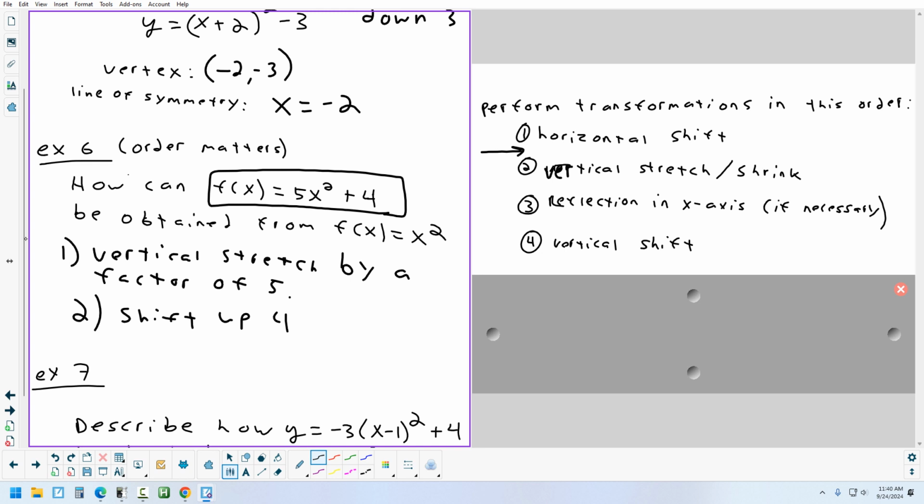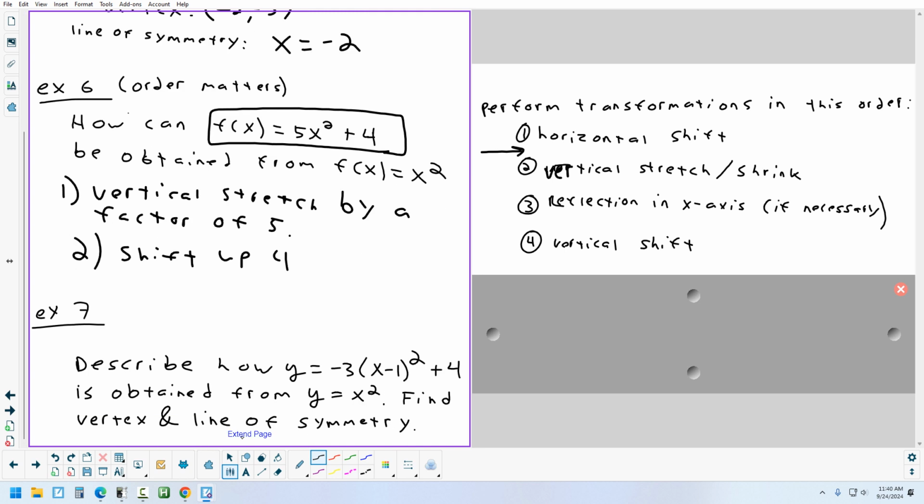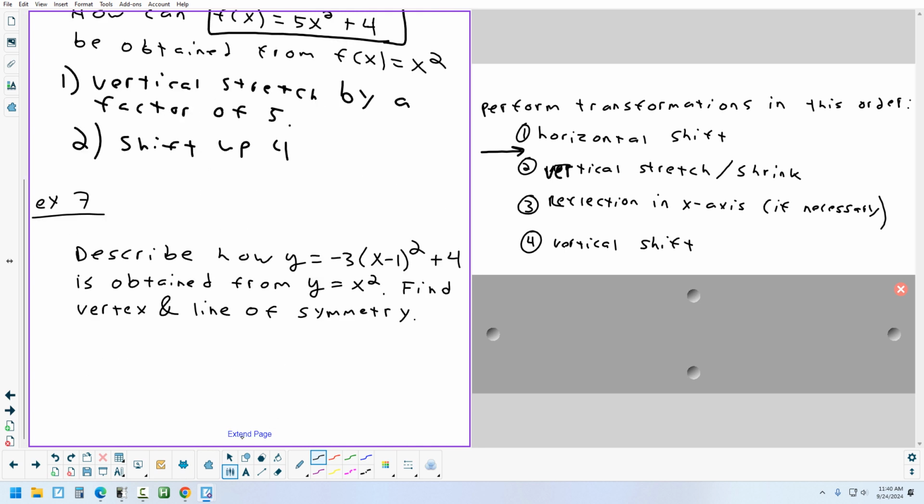Let's try this one. Okay, so same idea. It says describe the transformations. And a good first step is just figuring out how many you have. Okay, so look at what's in that box. Anyone think they know how many transformations you're going to have?